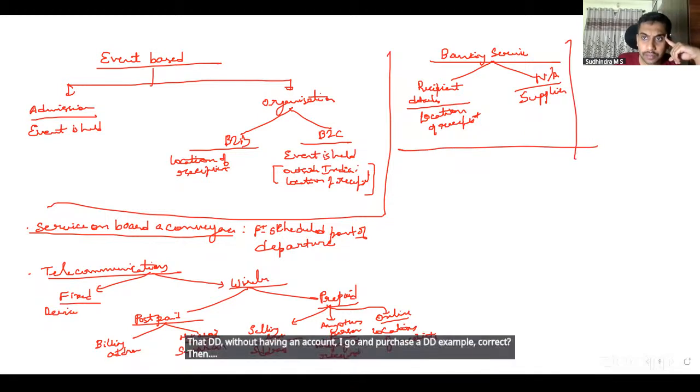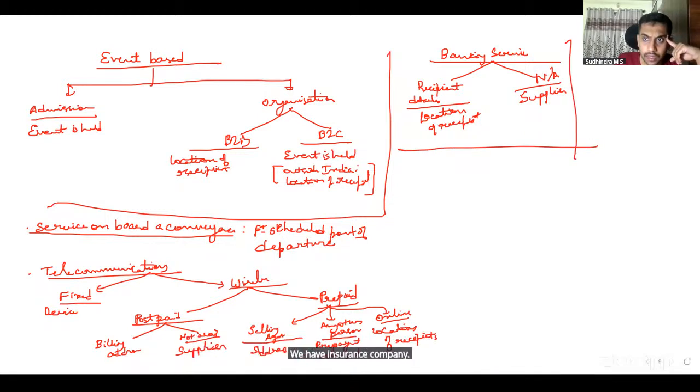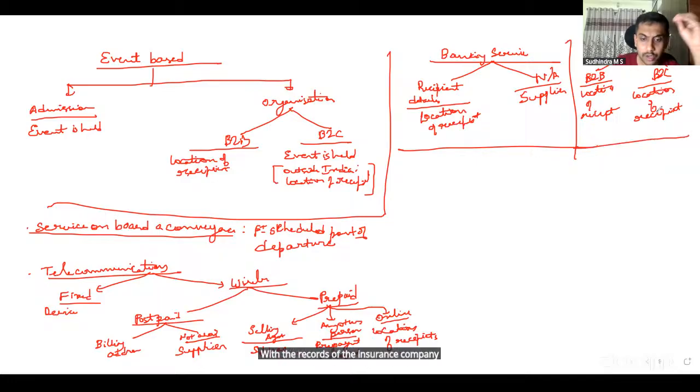Then we have insurance company. In case of insurance company, check B2B or B2C. B2B, location of recipient. B2C, location of recipient, if with the address in the records of the insurance company. Correct. That's about insurance.